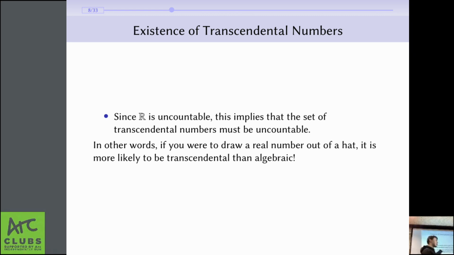Another way to think about this is if I have a pool of real numbers, a collection of all the real numbers, and I draw one real number out of the pool, the likelihood is that you've actually picked a transcendental number instead of an algebraic number. Because, well, the set of all transcendental numbers is much larger than the set of all algebraic numbers.